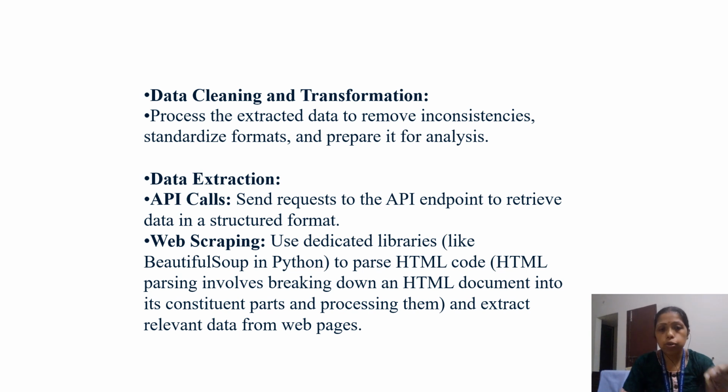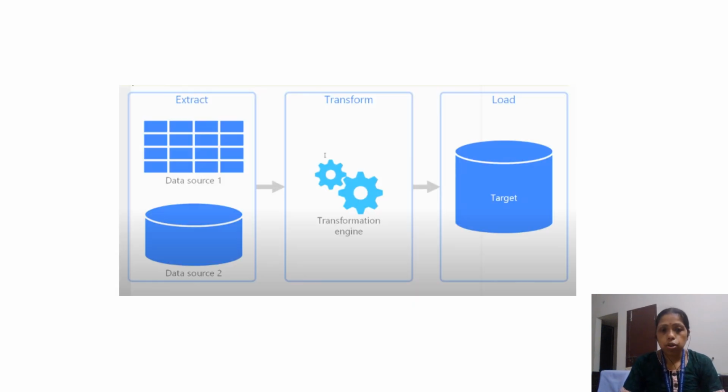Whenever we download data through API and web scraping, the data may be in structured format or it may be unstructured. If it is not in structured format, you have to go for data cleaning and data transformation. What these things are, I'll discuss in the second unit. For getting the proper format, you need to do the data cleaning and data transformation. So this is the flow: extracting data, transforming the data, cleaning the data, and then loading the data into the data set.